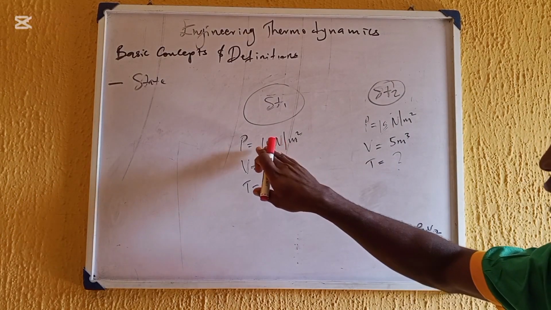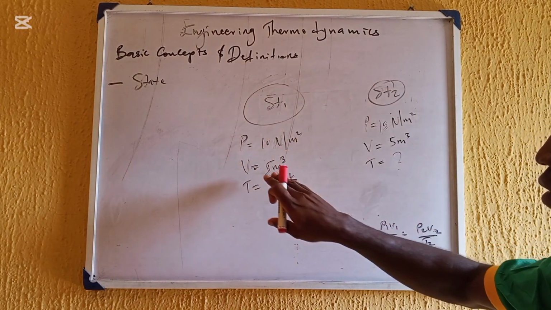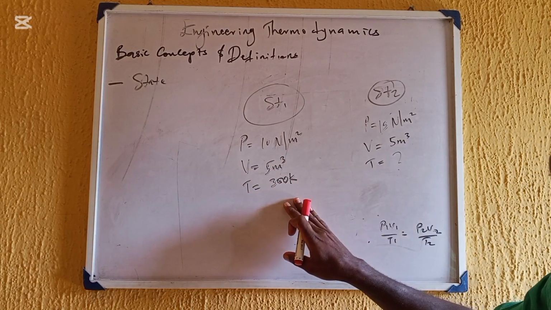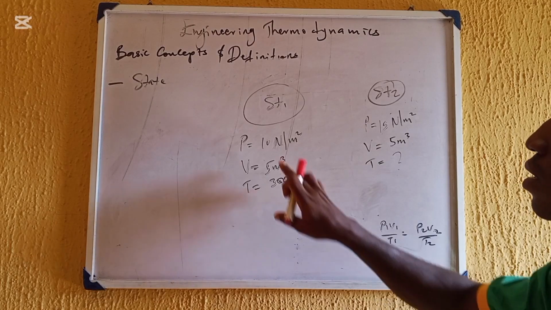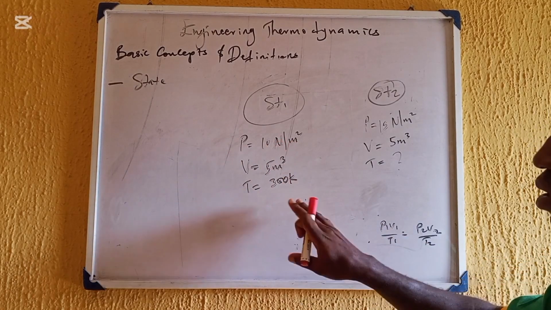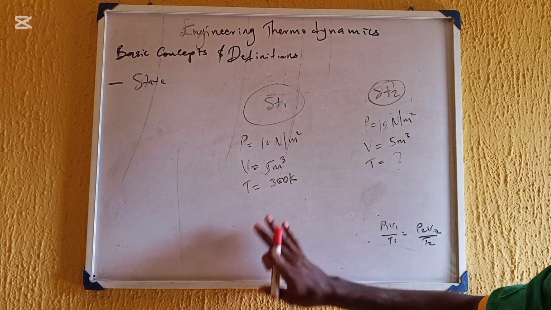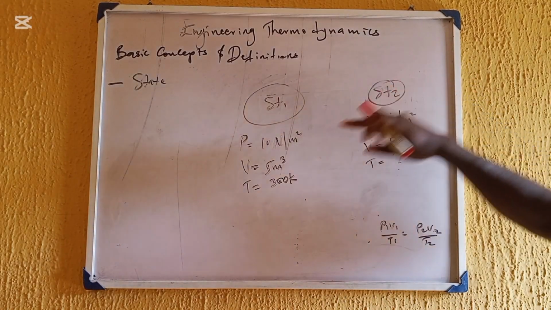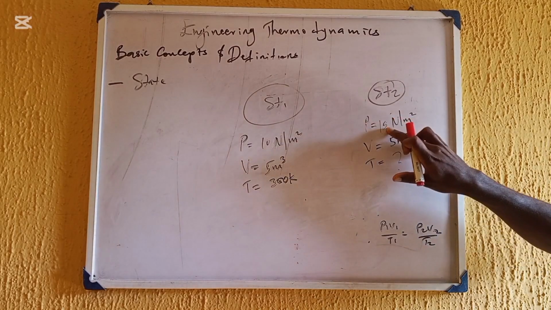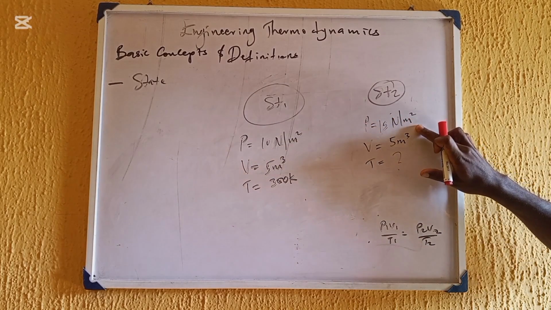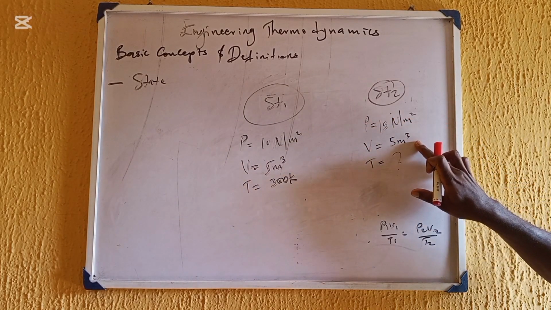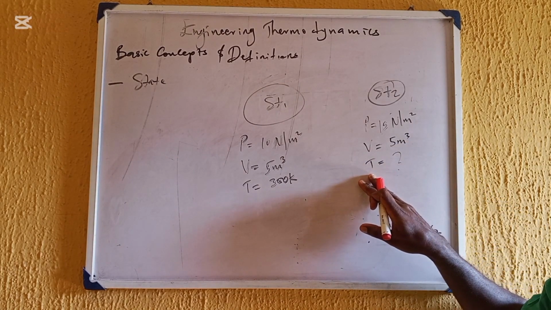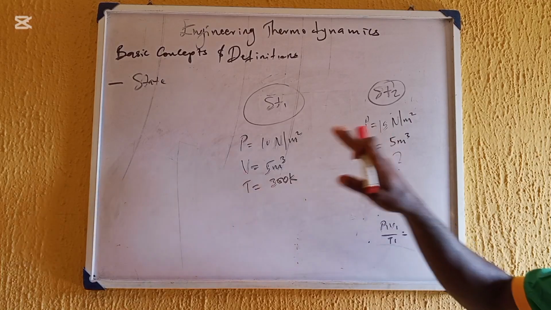Automatically, the system is in a new state. As long as we have 10 Newton per meter square, 5 meter cube, and 300 Kelvin, we are still in the same state. But the moment any of these properties changes, we've left this state, we've entered a new state. So here we have state 2. Pressure changed from 10 Newton per meter square to 15 Newton per meter square. But volume still has the same value. Now the question is, what will happen to temperature? Will the temperature remain the same?